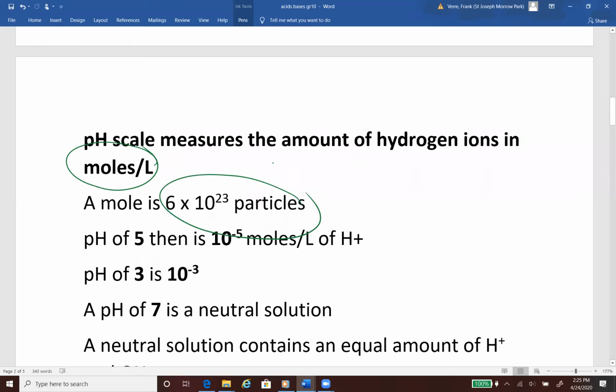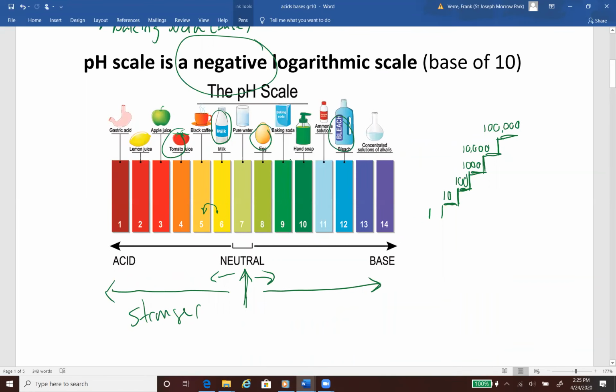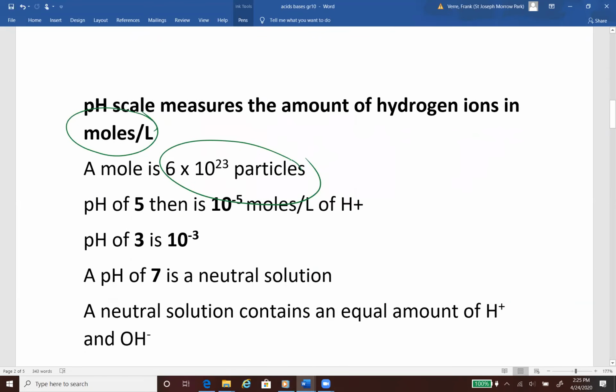Now, I mentioned the scale is a negative logarithmic scale, okay? So what that means is this. If I have something on the scale that is, for instance, a pH of 4, okay? That would mean that you would write it as 10 to the negative 4, okay? A negative logarithmic scale. You'll notice it is a negative value, okay? pH of 6 would be 10 to the negative 6, all right? pH of 2 would be 10 to the negative 2.